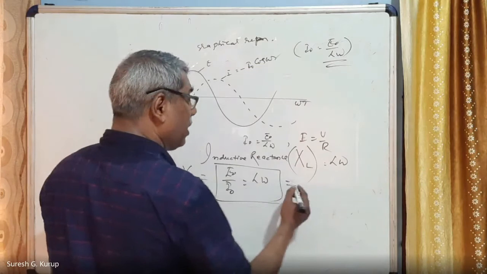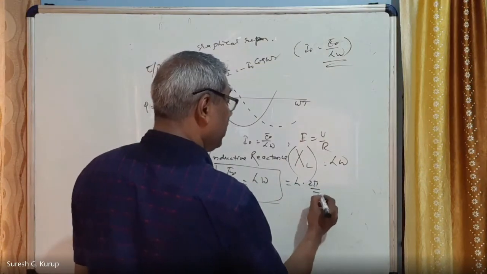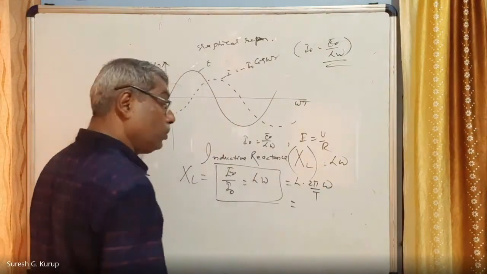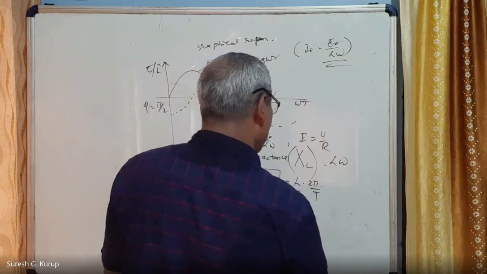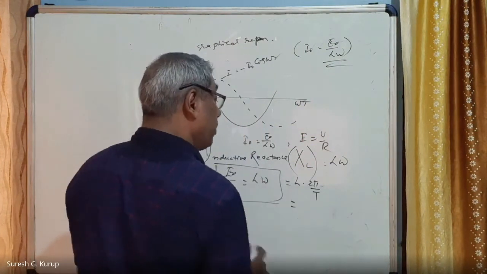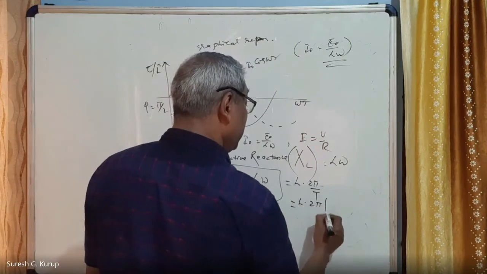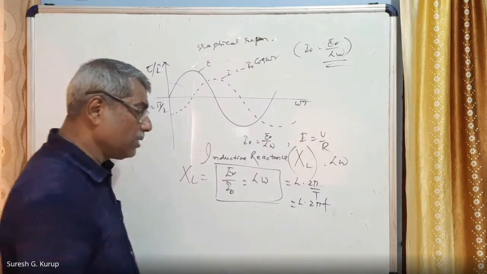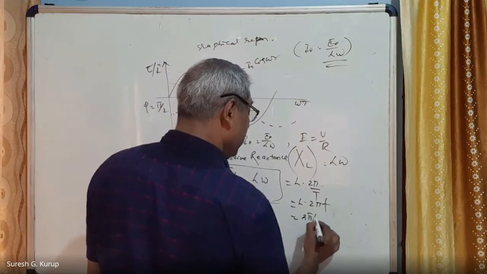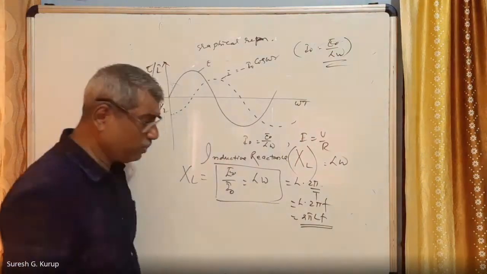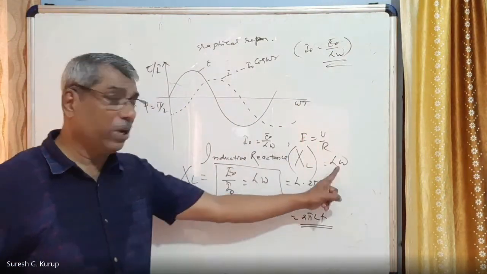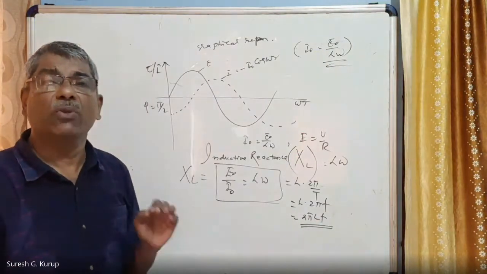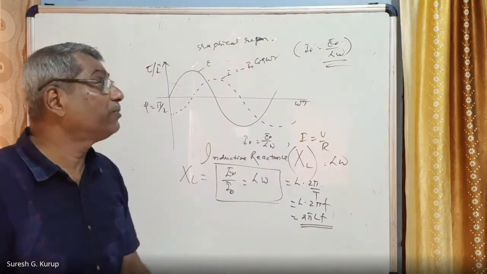Omega is equal to 2 pi by T, so L into 2 pi by T. Here 2 pi by capital T is equal to 2 pi F, so we can write L into 2 pi F. As a whole, we can write 2 pi L F. XL is equal to L omega, and also XL is equal to 2 pi LF. What is F? F is the frequency of the applied EMF.